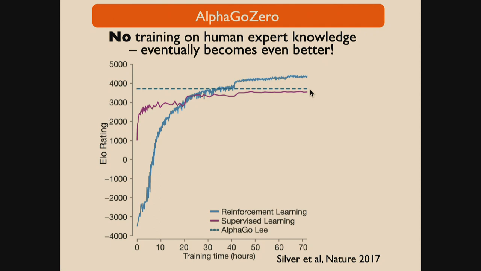Okay, and so now the blue curve is the fantastic thing. The blue curve is their later version, which was called AlphaGo Zero, and it was called Zero because it did not start by training on expert moves. It started completely from scratch with some random probabilities and playing against itself. And of course, in the beginning, it's super bad. And it doesn't improve very quickly because it is basically just learning about the rules of the game from scratch. Eventually, it becomes better.